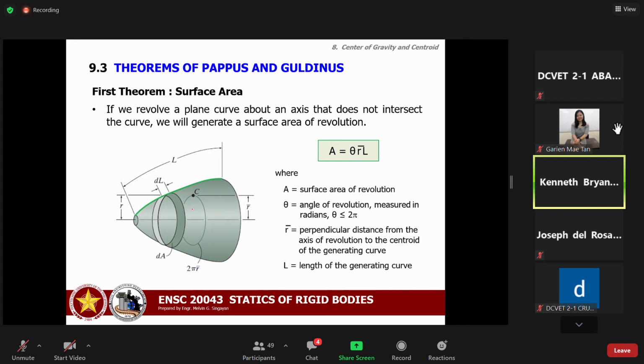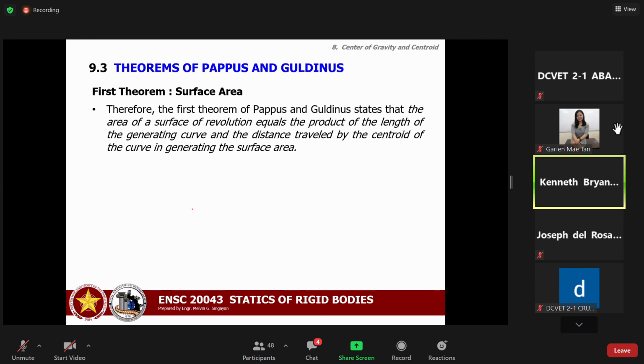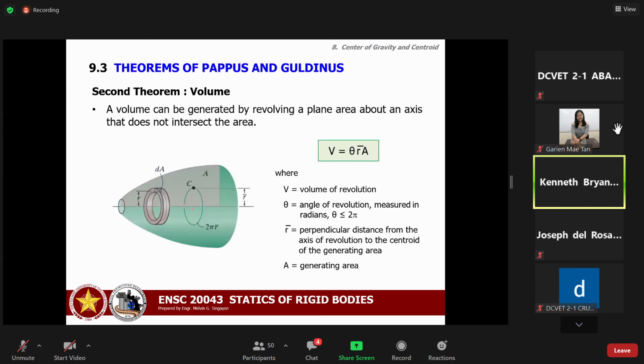Okay? Kasi take note, if you're going to revolve a plane curve about a non-intersecting axis, it will generate a surface area. Okay? And based from there, therefore, the first theorem of Pappus and Guldinus states that the area of a surface of revolution equals the product of the length of the generating curve and the distance traveled by the centroid of the curve in generating the surface area.